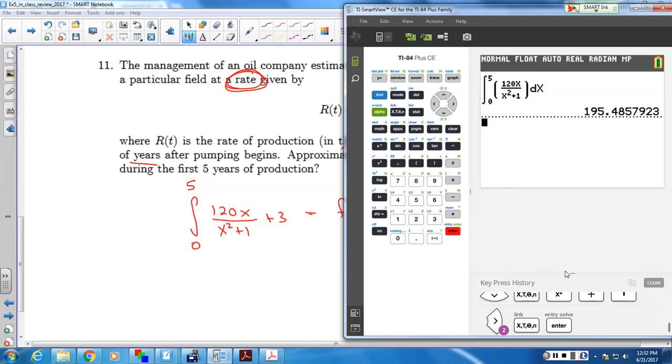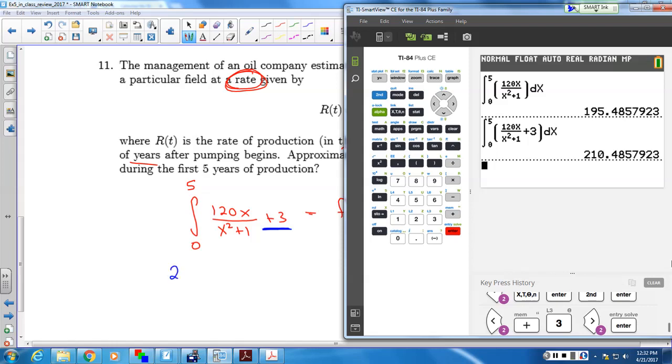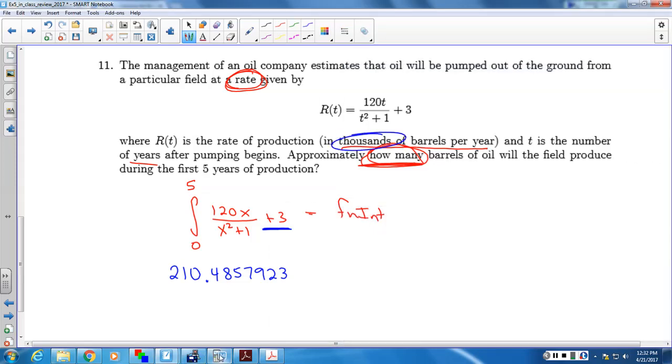And something went wrong. I did the typical. I forgot the plus 3 right there. So I'm going to hit second enter, and I'm going to go back inside my parentheses, plus 3. Alright, let's try that. Alright, so we get 210.485793. I'm just writing it all out because it had said earlier that this was in thousands of barrels per year. So I'm going to multiply that by 1,000, and when I do that, it moves my decimal place over 3 times. So I'm going to have 210,486 barrels.